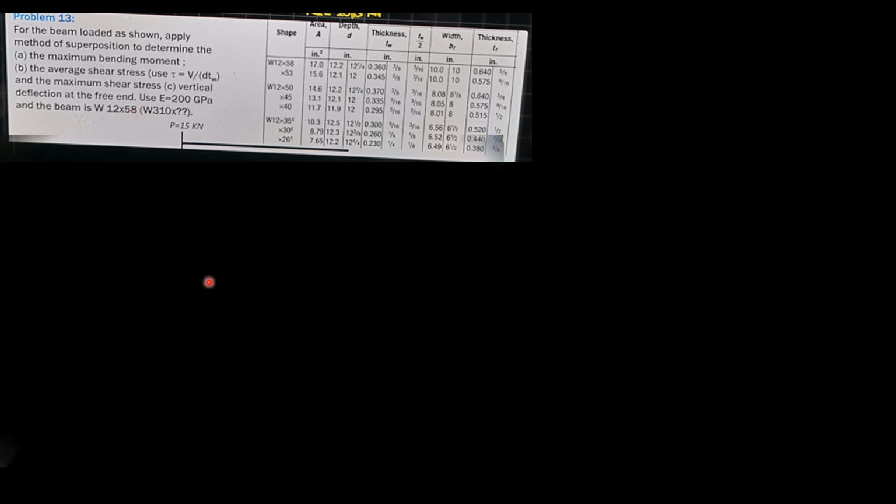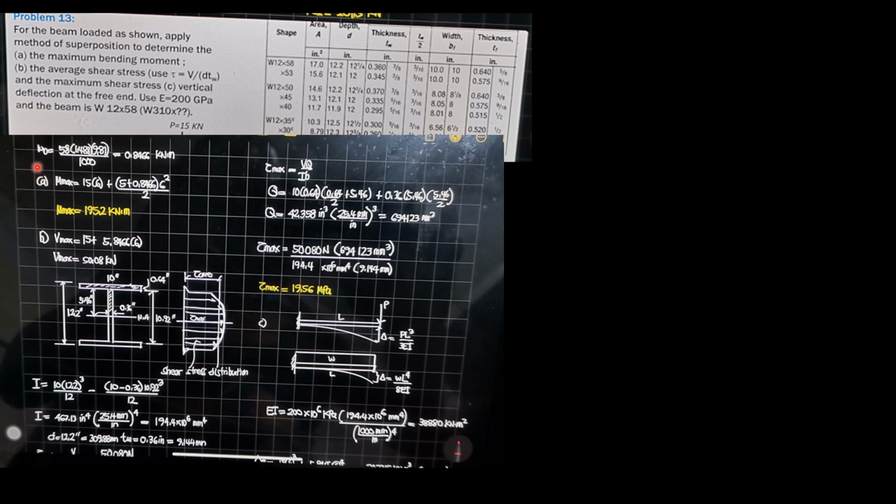So for the solution, the dead load of the beam is 58 times the factor 1.488 times 9.81 over 1000. So 0.8466 kilonewtons per meter. So the maximum moment, you may draw like this one. Cantilever beam, the moment is maximum here.